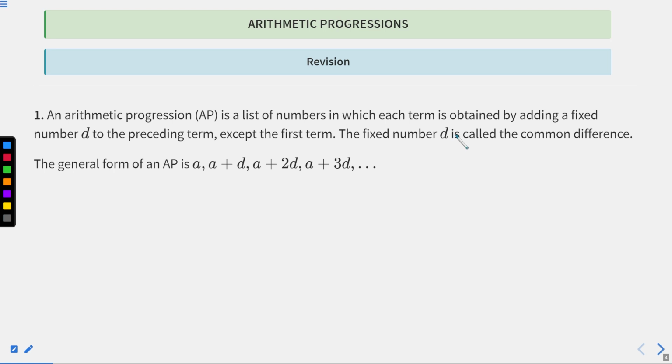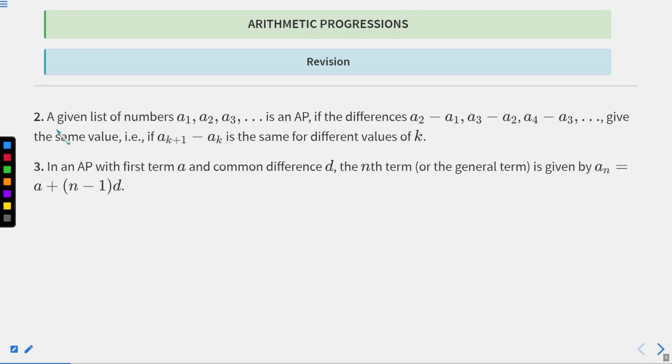We also studied the general form of an arithmetic progression, that is a, a plus d, a plus 2d, a plus 3d, and so on. So this is the general form of an AP, where a is the first term and d is the common difference of this AP.